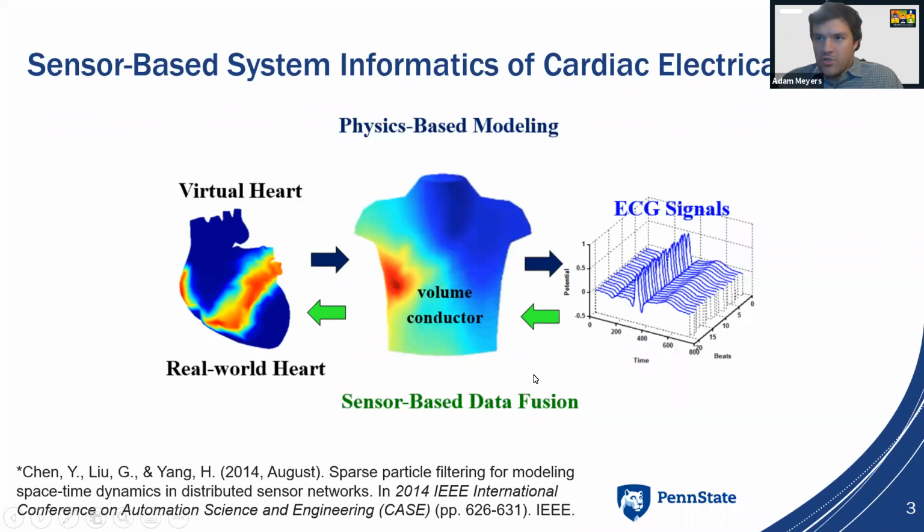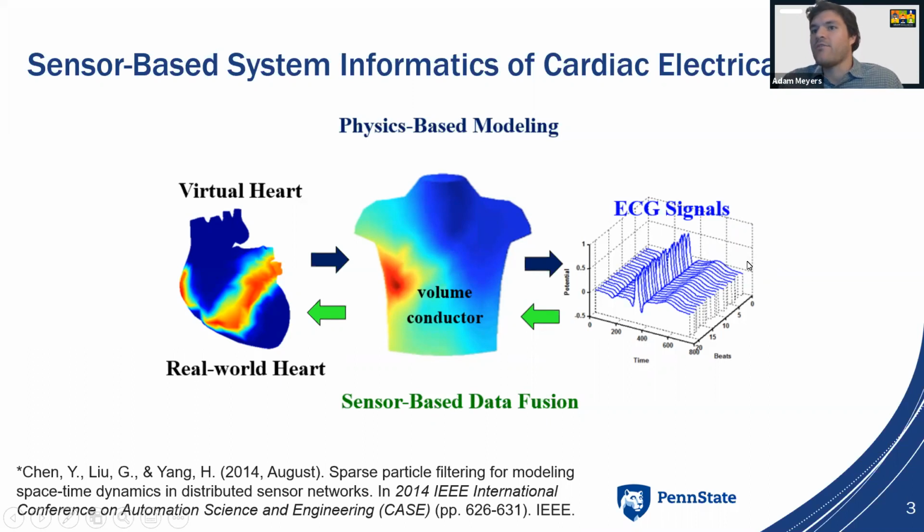The most common is the 12-lead ECG. The standard is to place 10 electrodes on the body, and it measures the electrical activity of the heart from 12 different angles, right? So the leads are like angles. And on the right-hand side, you see examples of ECG signals.